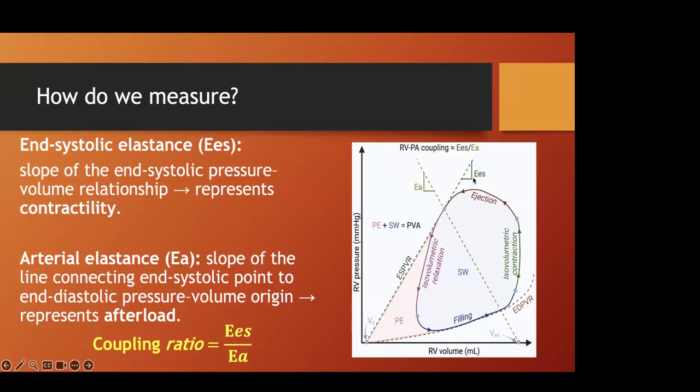On the other hand, if you draw a line across the peak end systolic pressure and bring it down to the base, this is the volume which is 0 at the beginning of the diastole. This indicates the ESPVR, which is basically the contractile property of the right heart. And this is the slope of the arterial elastance. So we measure Ees by Ea, which gives you the coupling ratio. So how is it actually done?